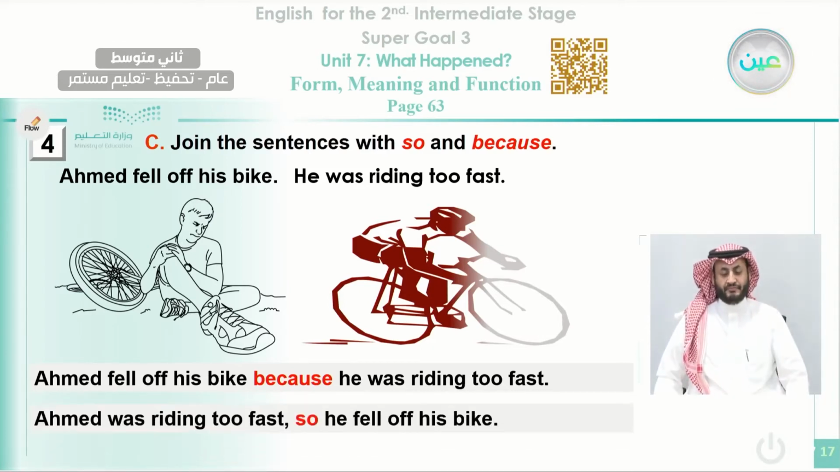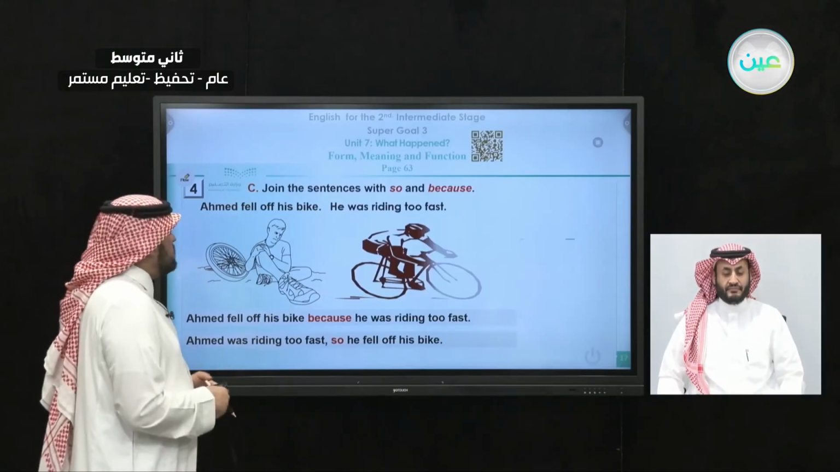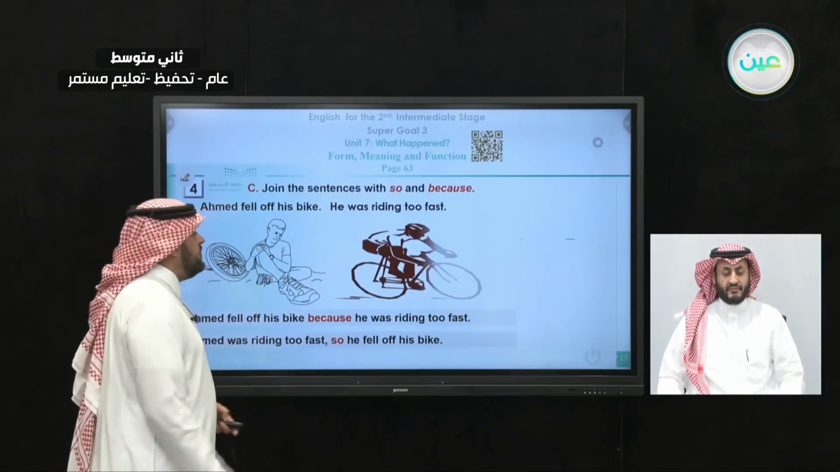Okay. To use so, as a result: Ahmed was riding too fast, so he fell off his bike. What happened after riding too fast? Ahmed fell off his bike.